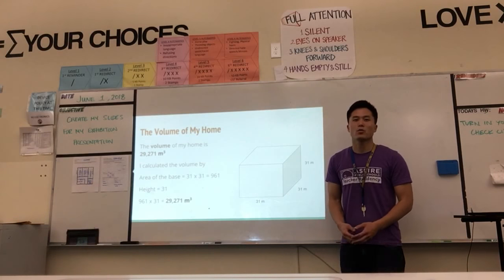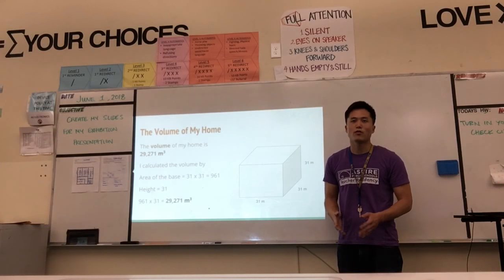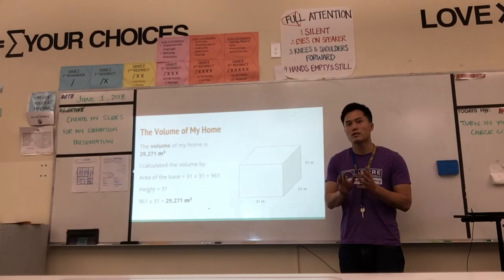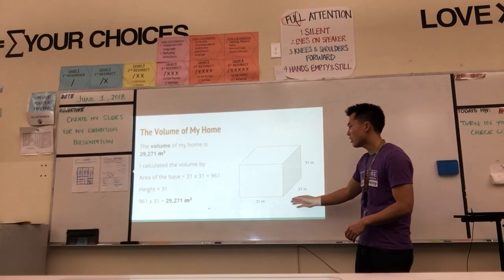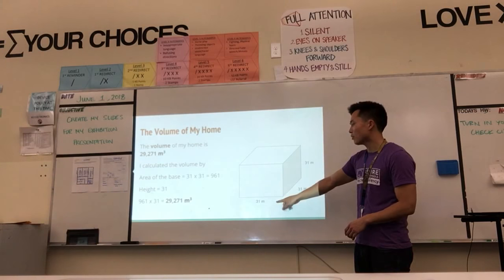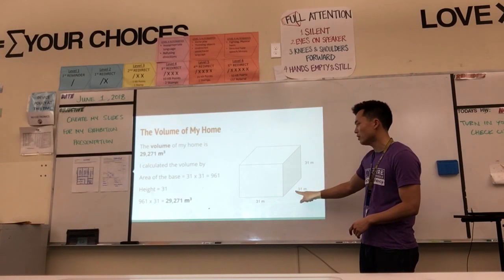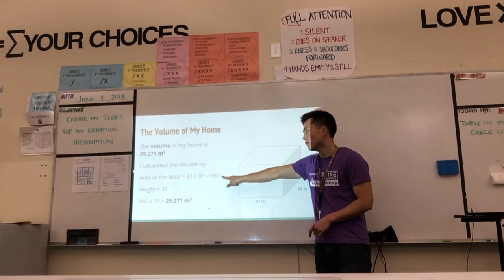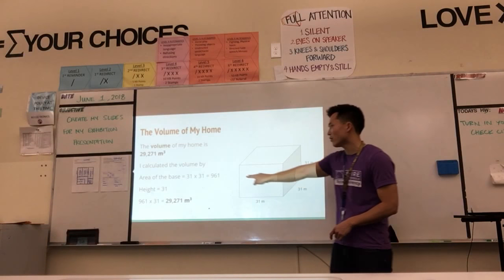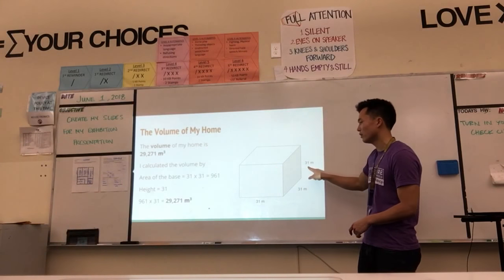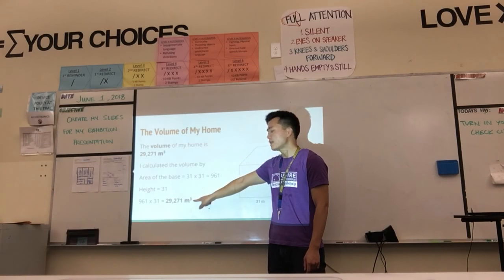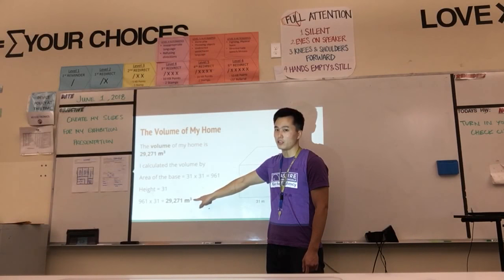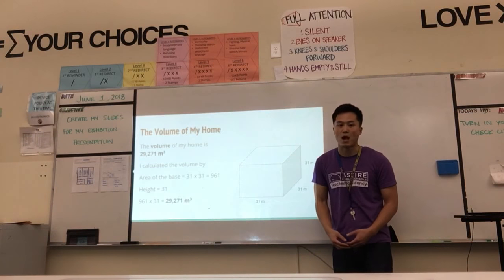The next thing that I did was calculate the volume of my home. The volume of a 3D shape is all of the space inside of it. You can find it by multiplying the area of the base times the height. For my house, I found the area of the base by multiplying 31 times 31, and I got 961. Then I multiplied that number times the height of 31. And so 961 times 31 got me 29,271 meters cubed. That is the volume of my house.